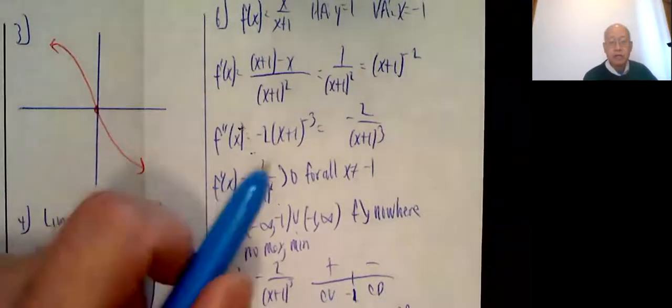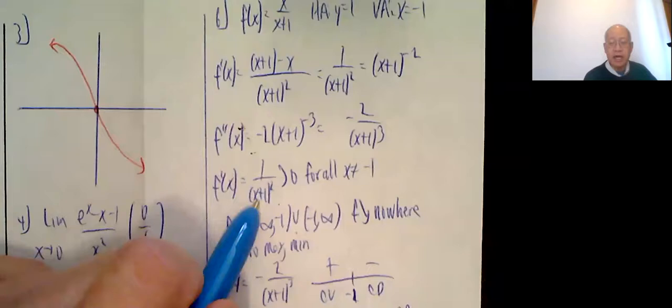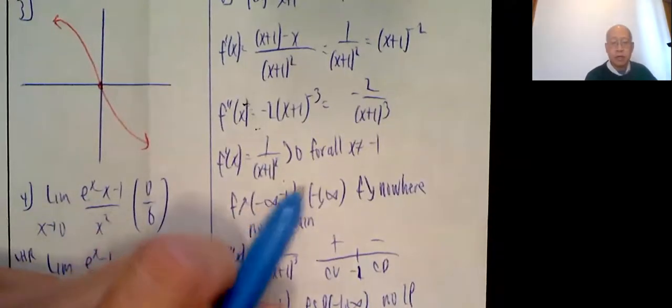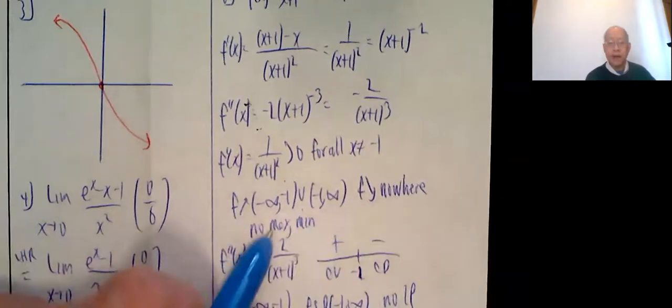F prime of x is 1 over x plus 1 squared. That's always greater than 0 for all x besides negative 1. So f is increasing from negative infinity to negative 1, union negative 1 to infinity. F is decreasing nowhere, therefore no max, no min.